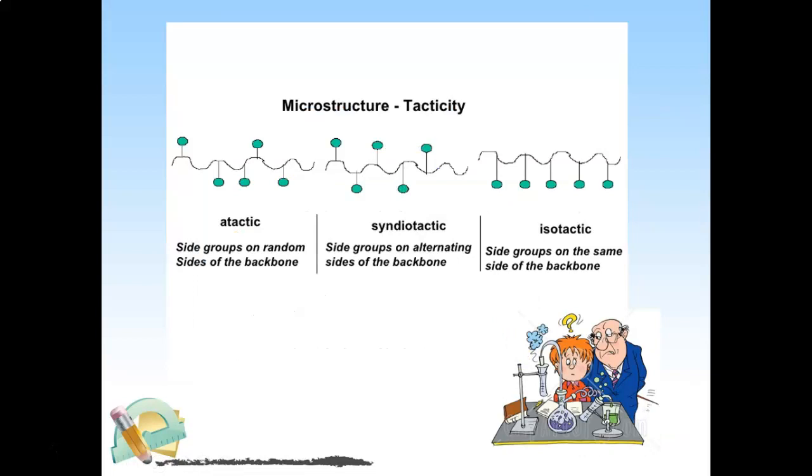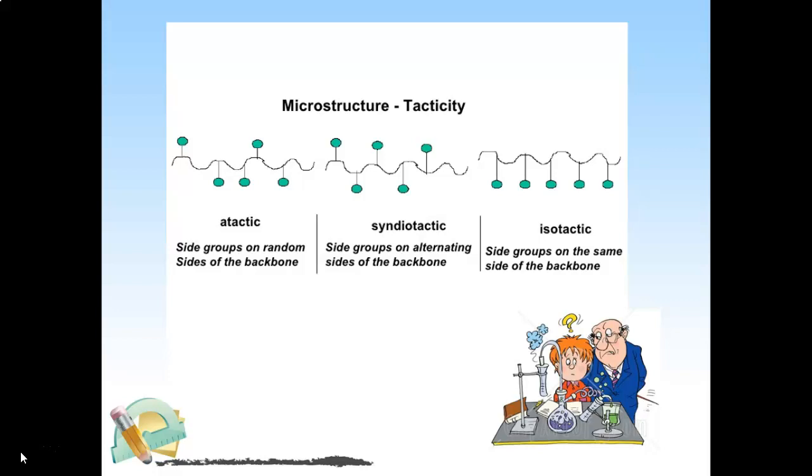So now we look at tacticity. We have atactic, syndiotactic, and isotactic. Atactic contains side groups randomly placed on the sides of the backbone, so the asymmetric carbons have statistical variation of configuration. For syndiotactic, the side groups are on alternating sides of the backbone, so the asymmetric carbons have alternating configuration.